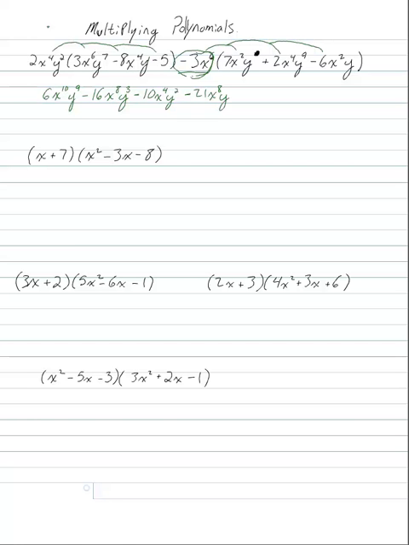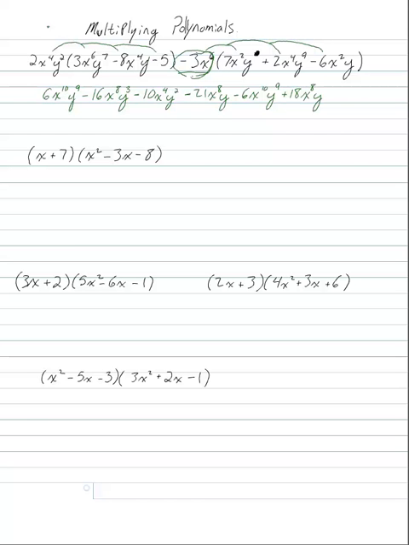Minus 3 times a positive 2 would be minus 6. X to the 6 times x to the 4 is x to the 10, and y to the 9 is still there. Minus 3 times a minus 6 would be plus 18. X to the 6 times x squared would be x to the 8, and my y is still there. So now I'm going to look for like terms, see if I can simplify this at all.